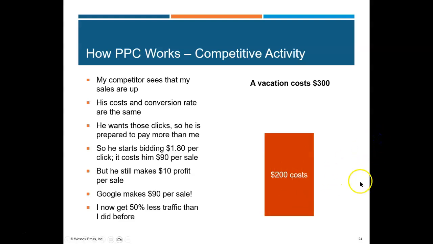So if you look at what happens, it costs $200 for this person to do what they need to do, $90 to Google, and then $10 profit. So significantly less.